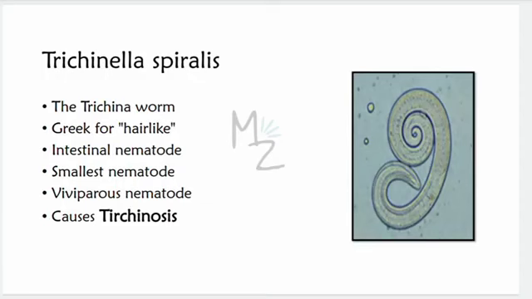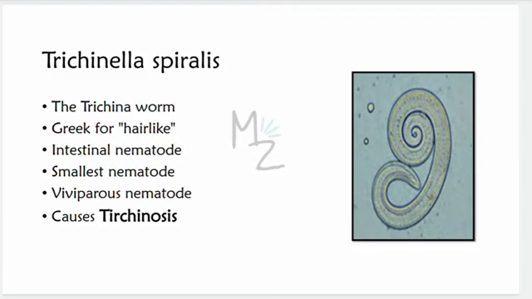Trichinella spiralis. It is also called trichina worm, Greek for hair-like. It is an intestinal nematode. It is the smallest nematode. It does not lay eggs. Instead, it releases larvae. That's why it is termed a viviparous nematode. It is responsible for causing trichinosis or trichinellosis, and this disease is characterized by fever, GI symptoms, myalgia, and periorbital edema. We'll discuss all that in the clinical findings section.